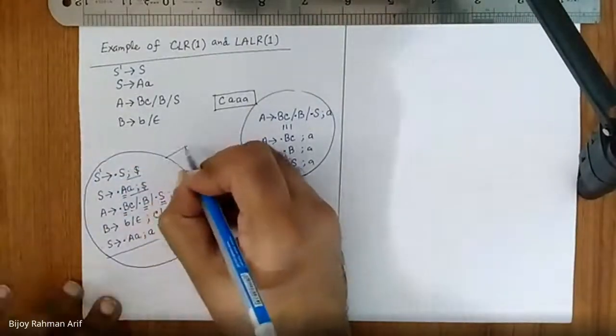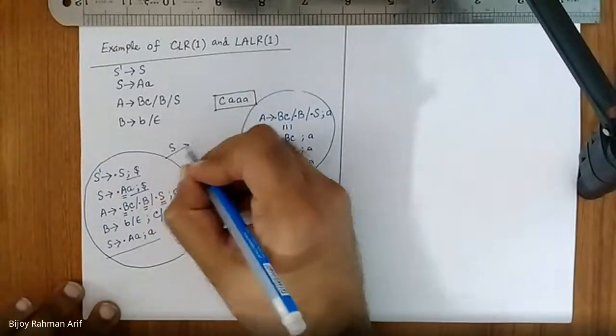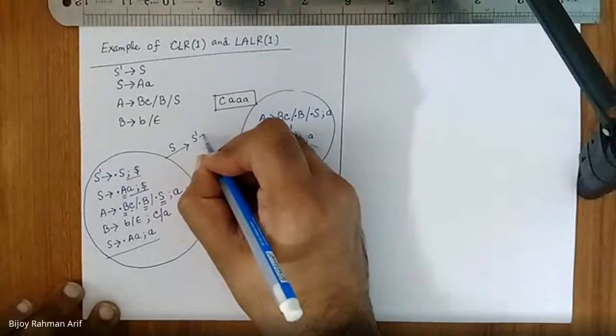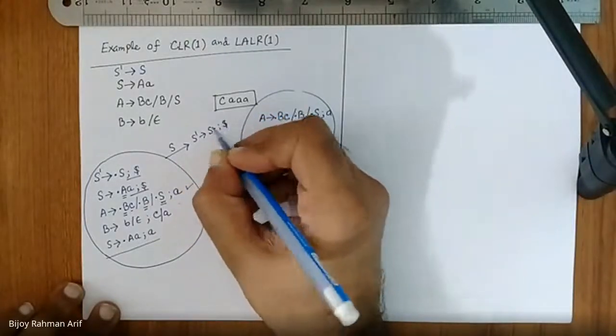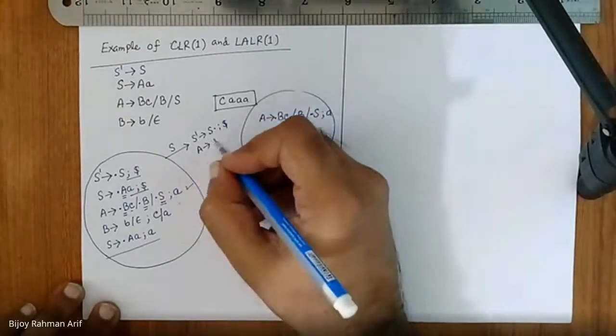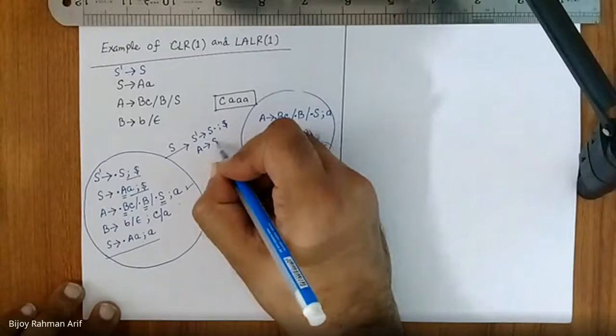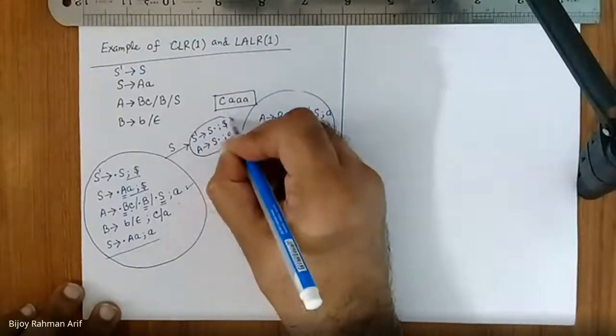Moving on S, what do we get? We get S dash derives S dot, comma dollar, and A derives S dot, comma A. We are done with this.